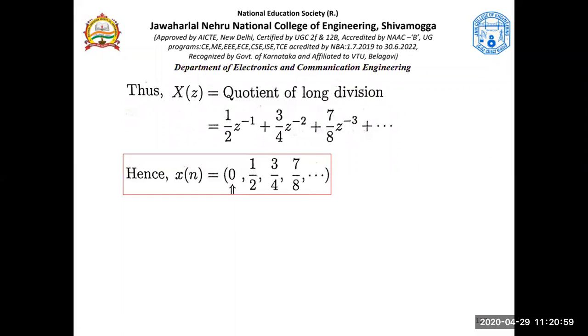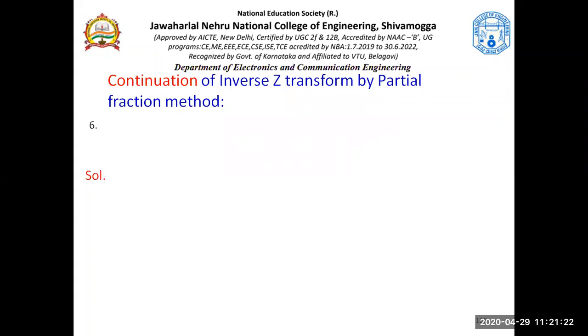So I've just taken 2 examples with the same equation, but with the region of convergence differing. Once it is within the circle, once it is outside the circle. Within the circle means it is a negative time sequence with positive powers. Outside the circle means it is a positive time sequence with negative powers of z. So if you understand this, the long division method can be done easily. Now let's see the continuation. Now that is regarding the long division method.